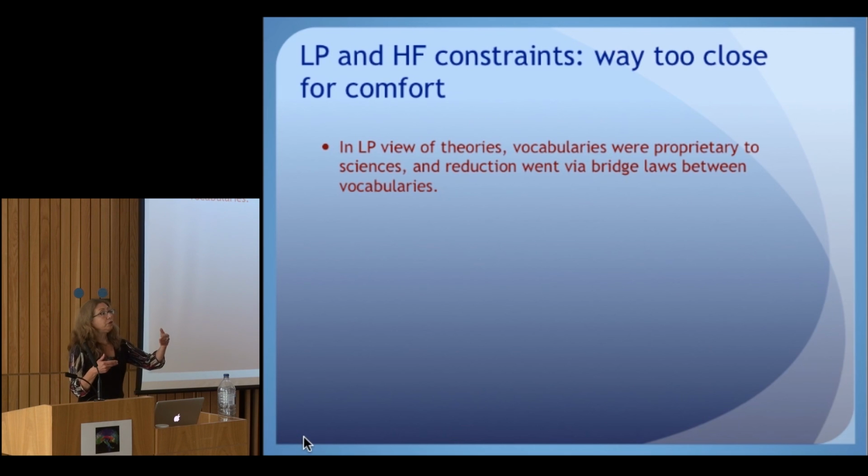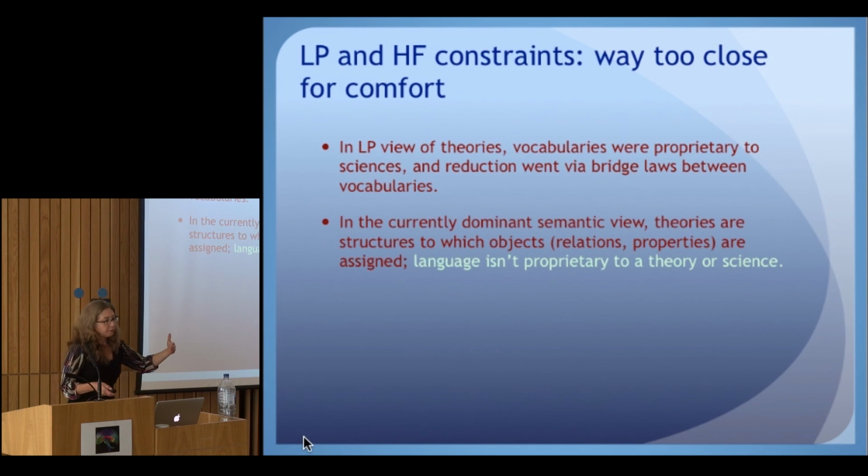And then you need your bridge laws between the vocabularies to link the one vocabulary item, like "is in pain," with the other vocabulary item, which is C fibers, and that's how you link the theories. Because the theories are specific to the sciences, and the theories are stated in language. So you've got proprietary vocabularies for each theory in each science.